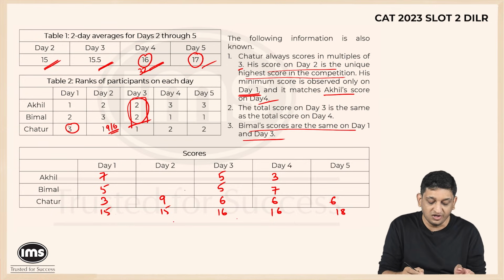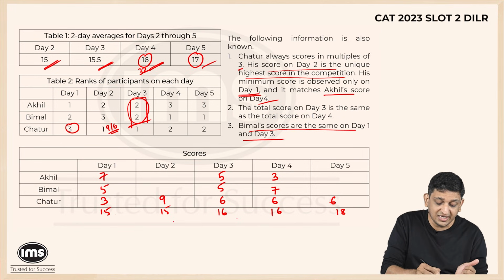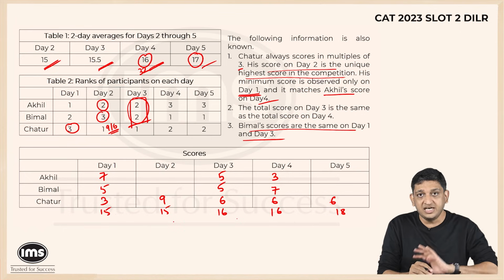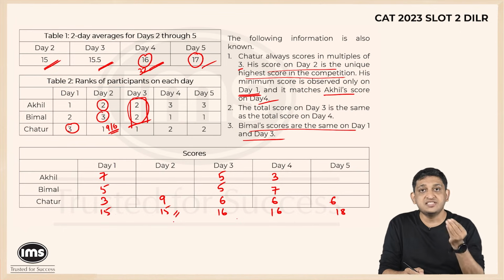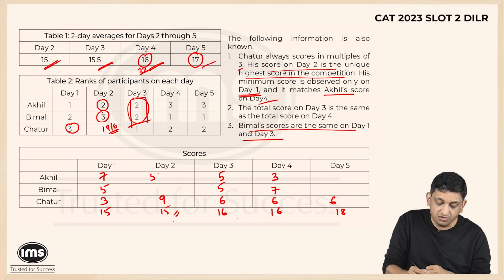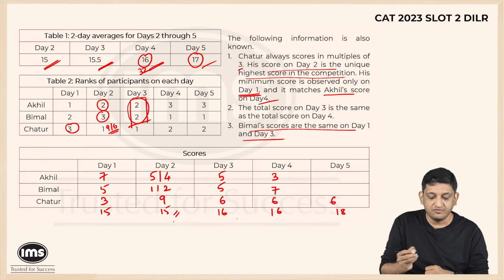Now let's see what happens on day 2. Now on day 2, we know that Akhil has scored more than Bimal. That is what we know. 9 has already been accounted for out of 15. So 6 remains, out of which Akhil would have outscored Bimal. So Akhil could have either got a 5 and Bimal would have got a 1, or Akhil would have got a 4 and Bimal would have got a 2.